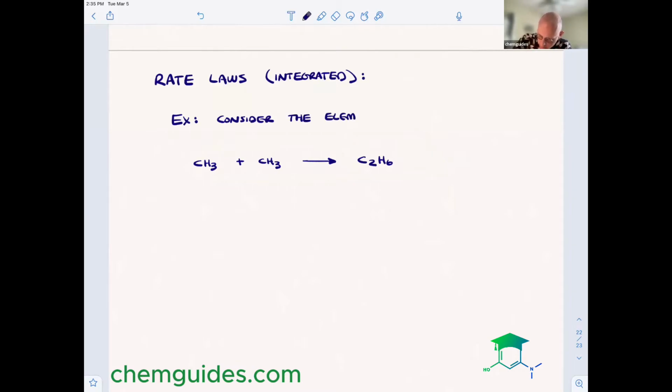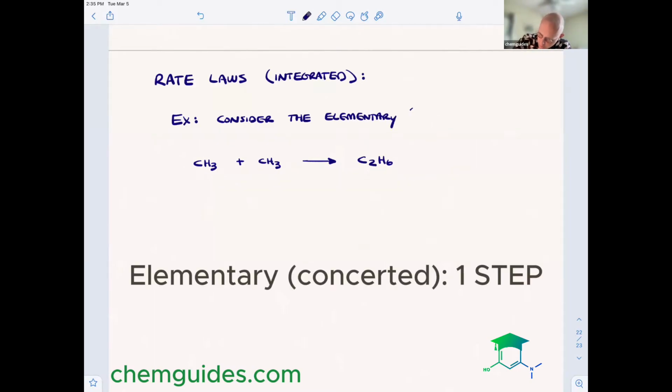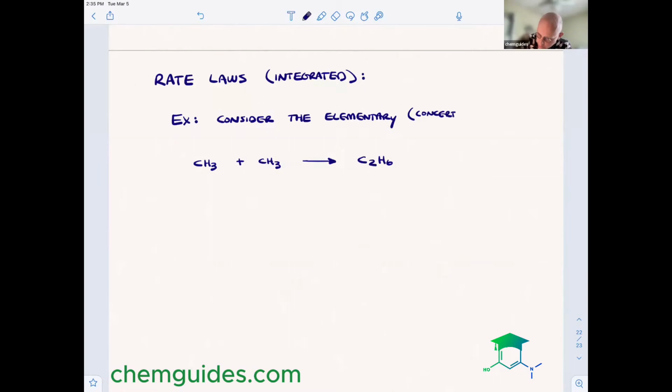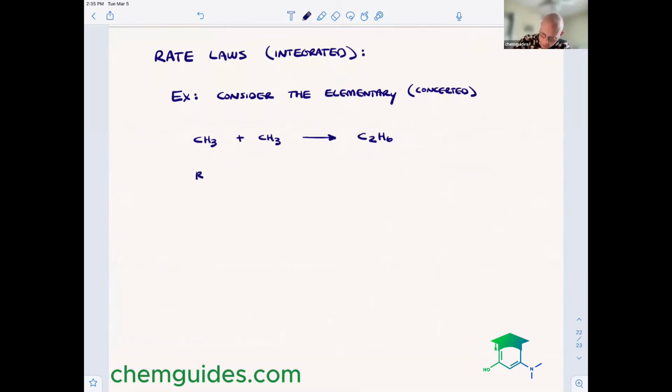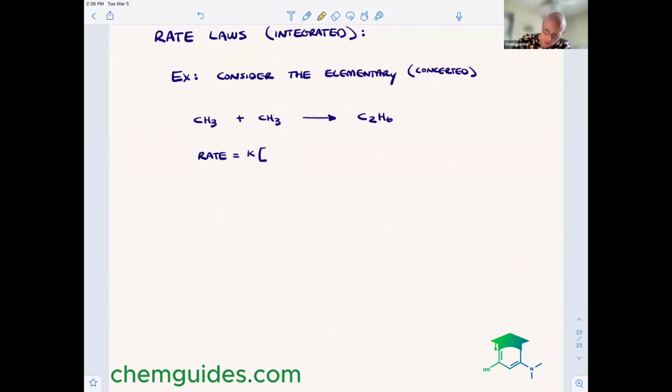remind me, what does it mean for a reaction to be elementary? And so that's when we can take a shortcut and we can write the rate law from the reaction. We can only do that if it's elementary. So in this case, let's use the specific reactants instead of the generic A. I'm going to include these reactants in the rate law.